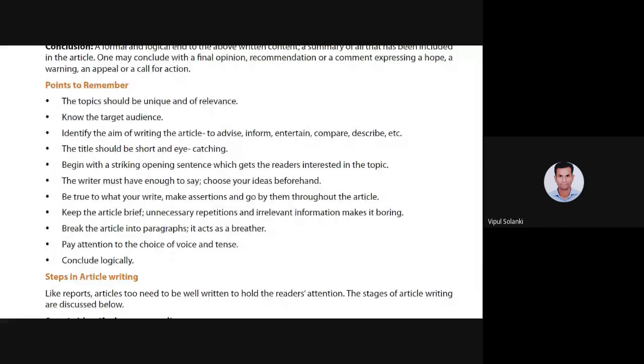Then we discussed these points to remember. What shall we keep in mind while writing an article? For example, we should always keep in mind the target audience. We should always think of a short and eye-catching title. The first line should be a striking opening, such a line which attracts the reader to read further. Use standard language.